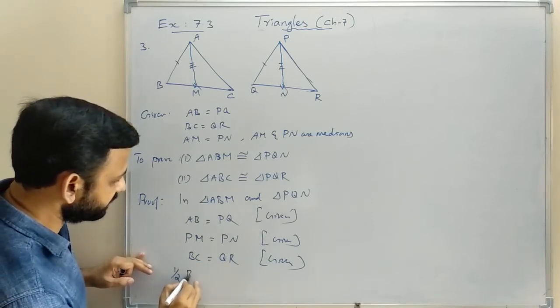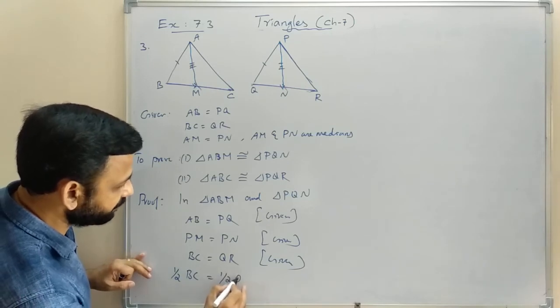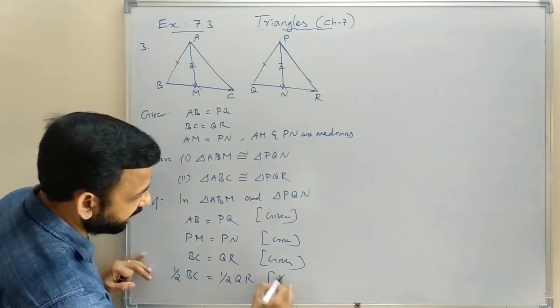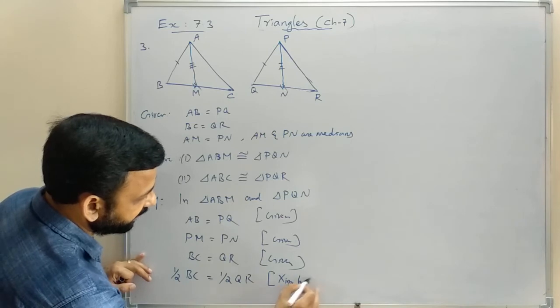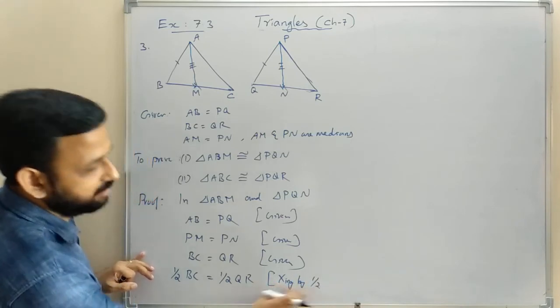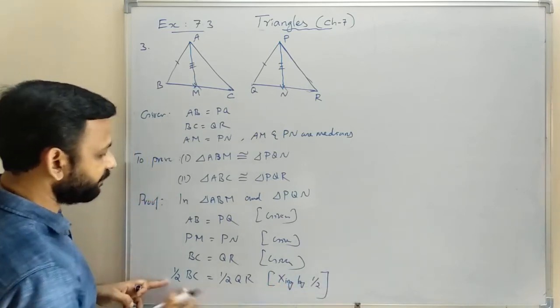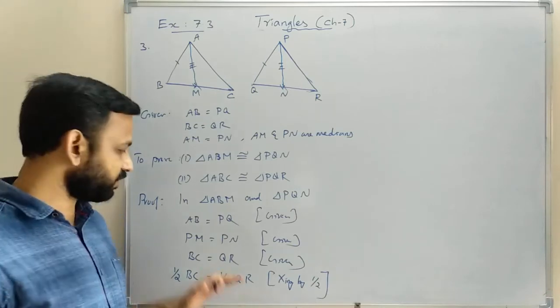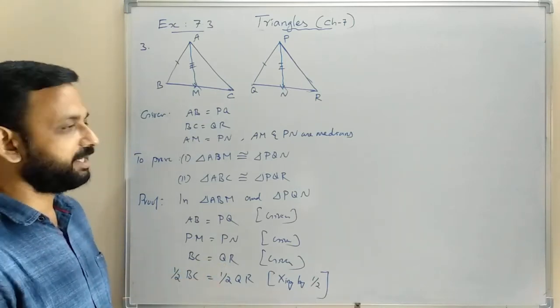So half of BC is equal to half of QR. Reason: multiplying by 1 by 2. Both the sides of that equation we can multiply by 1 by 2.